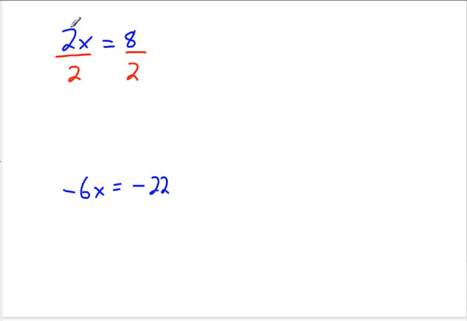What happens here is the 2's cancel out on this side, which was our goal, leaving x all by itself. Technically, 2 divided by 2 is 1, so we get 1x, but we don't need to put the 1, we just write x. And then 8 divided by 2 is 4. And we can double check our answer. 2 times 4 is 8. That was a pretty simple problem.